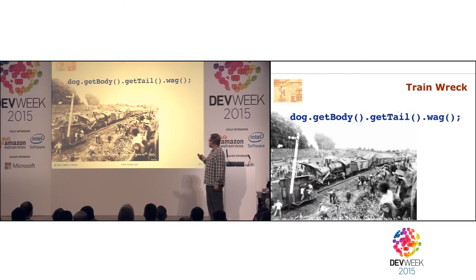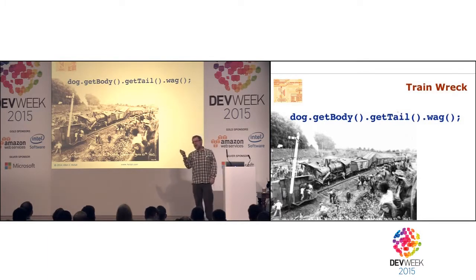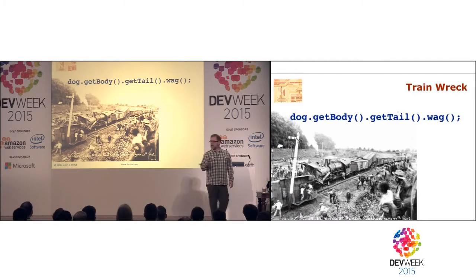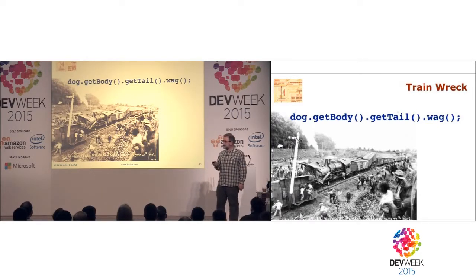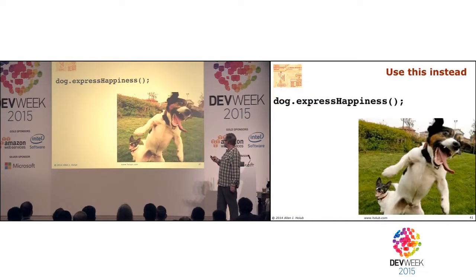Now, the problem with the train wreck is that it is very, very difficult to find bugs. So we go back to that: ask the object that has the information to use that information. In other words, we don't want to get out the tail and tell it to wag. We just want to tell the dog, be happy, and be happy however you're happy is fine with me. If you want to wag your tail, that's fine. If you want to jump up in the air like a maniac, that's fine too.